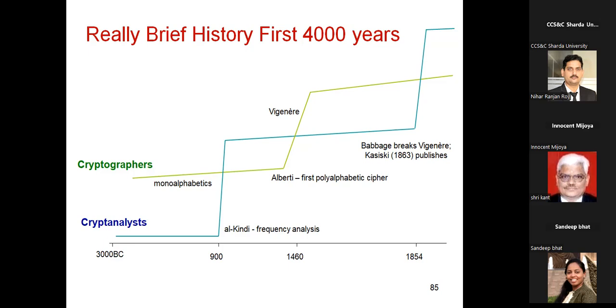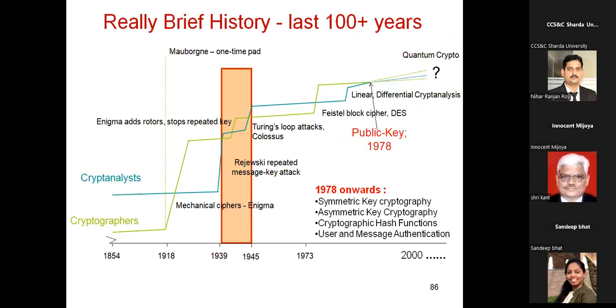Why did they have the upper hand? Because at that time there was not much computing facility with them. Once the computing facility increases, then the cryptographer will take the round. Next, you see the next figure here.